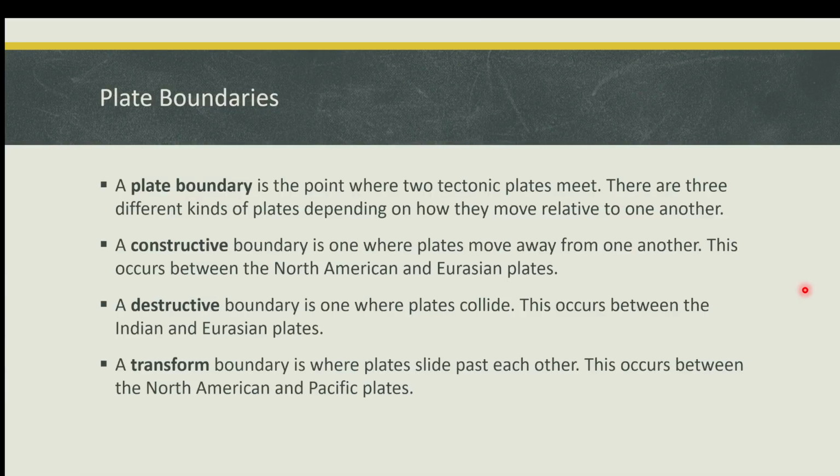So, plate boundaries. We're finally going to get onto them. A plate boundary is where two tectonic plates meet, and there are actually three different kinds depending on how they move. The one we're going to be talking about in this video is a constructive boundary, where plates move away from each other. An example is the North American and Eurasian plates. A destructive boundary is one where plates collide, which occurs at the Indian and Eurasian plates. And a transform boundary is where plates slide past each other. So we're going to be doing constructive plate boundaries in this video.